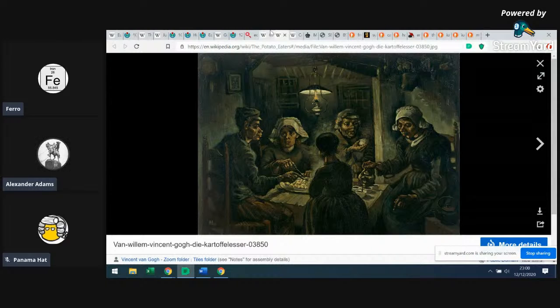This was when he worked as a missionary, and he was very involved with the mining community in Brabant, and also the peat diggers and the weavers and so forth. And this was a painting where he wanted to create figures who were so connected to the earth that they actually looked like they came from the earth, which explains why they have such dark coloration to the skin. And also, that they were basically equivalent to the potatoes they were eating in a crude way.